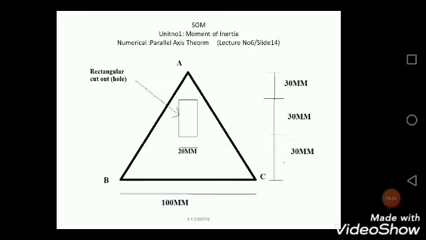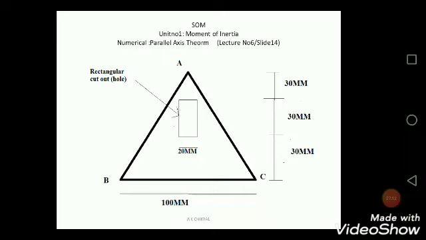Let's see. Now this is ABC, the triangle section, in which a rectangle cutout is there. Okay. Now, if you look at the triangle section, its base B is given as 100 mm. Height 30 plus 30 plus 30, 90 mm.